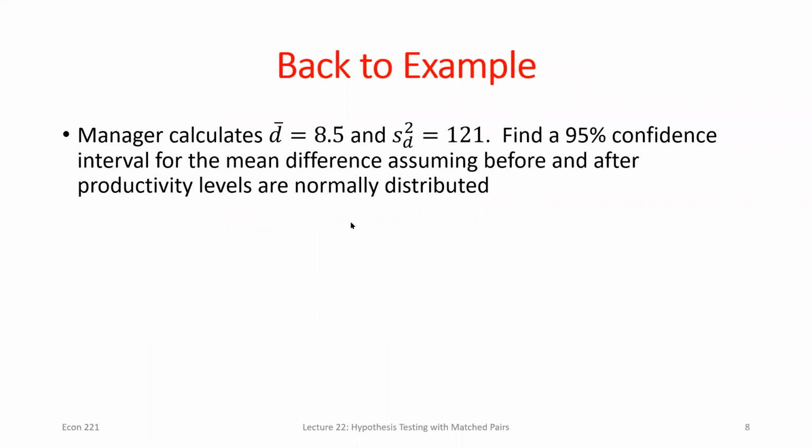Let's say that manager goes through and calculates that the mean difference in productivity was 8.5. The sample size, we had 10 workers. And we had a variance of 121. If we want to build a 95% confidence interval, what would my alpha value be there? Alpha is whatever's outside the interval, 5% in decimal form, so 0.05.